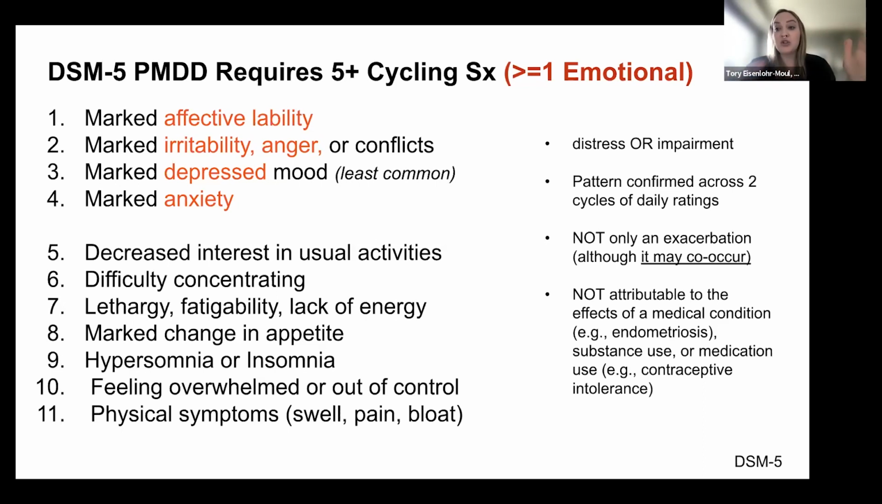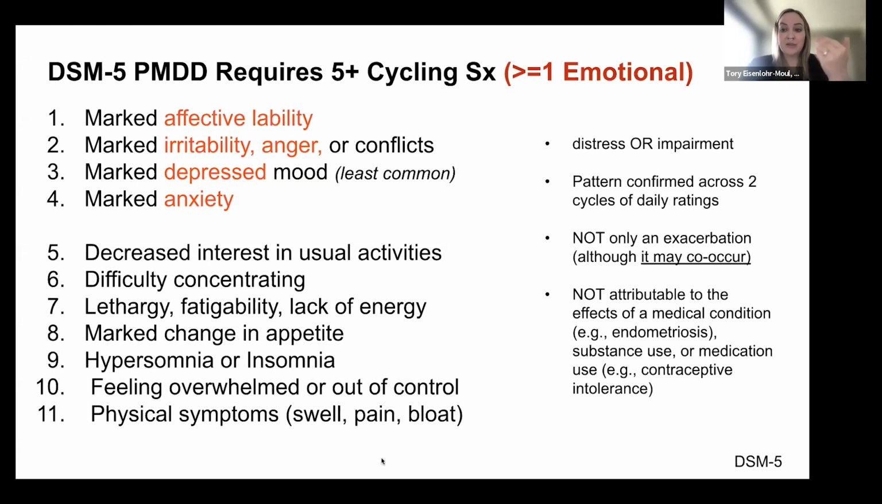And then you have to have 5 total of the symptoms listed here. So that could include changes in appetite, changes in energy, difficulties with thinking, decreased interest in things, feeling overwhelmed or out of control. And then physical symptoms can be part of it, although I just want to note that if someone has primarily physical symptoms, that's really not what this diagnosis is about. This diagnosis is really about brain hormone sensitivity and the emotional and thinking and behavioral symptoms that result from that. So physical symptoms can be part of it, but if someone only has physical symptoms, then PMDD is not the right diagnosis. There needs to be distress or impairment.